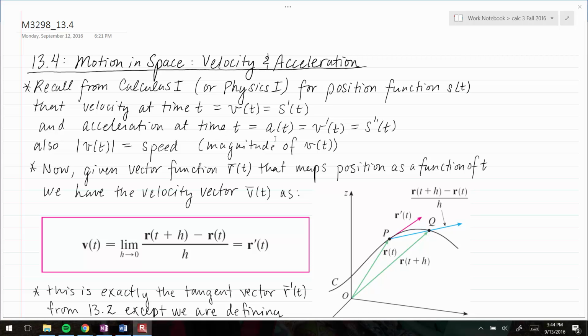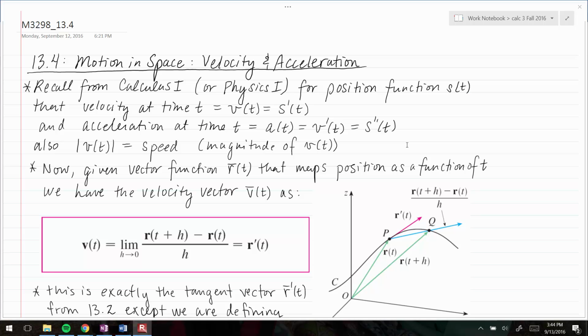Acceleration at time t is a of t, which is the first derivative of the velocity function, and that translates as a second derivative of the position function. Another thing, remember when we say speed, it kind of means velocity, but technically it's the magnitude of the velocity.